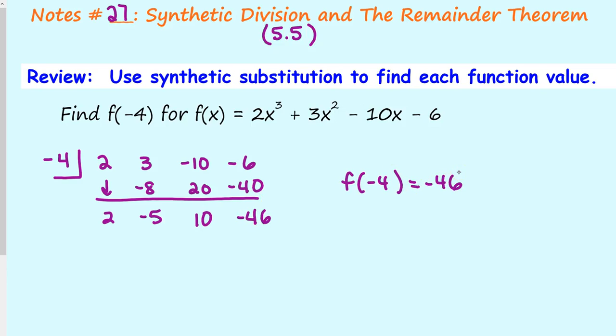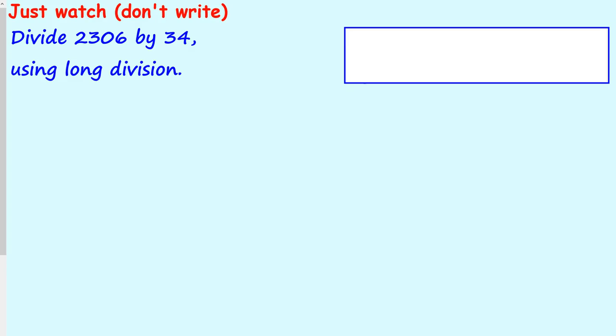If you think about that graphically, that means that this function, whatever it looks like, goes through the point -4, -46. Okay, so let's get ready for today's lesson. You don't have to write this down, but we're about to do what we call polynomial long division, and so to justify the process, I want to remind you of long division that you learned with numbers.